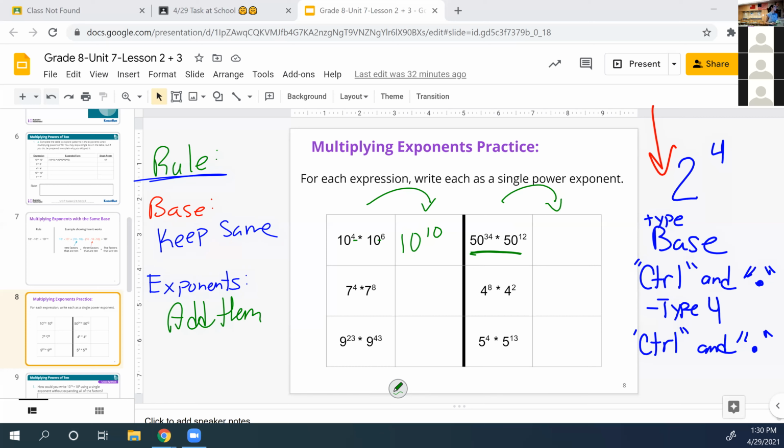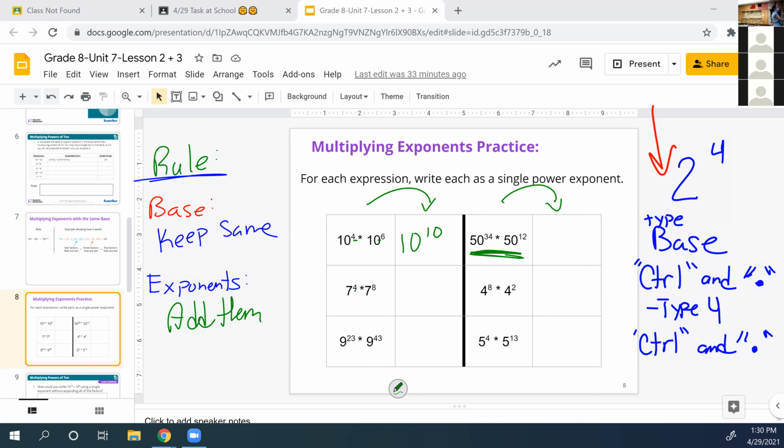Now let's take a look at the second one here. 50 to the 34th times 50 to the 12th. What are we going to get for an exponent there? I'm going to give you a couple seconds to put it in the chat. Oh, okay. So you went down. We're going to go across first, and then we'll go back to that one next.